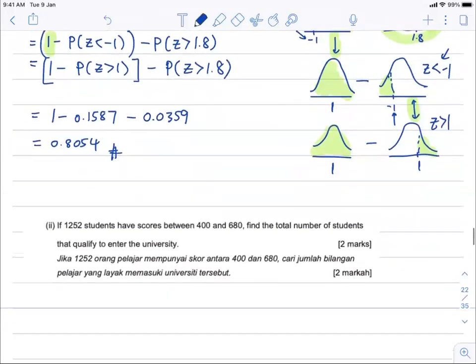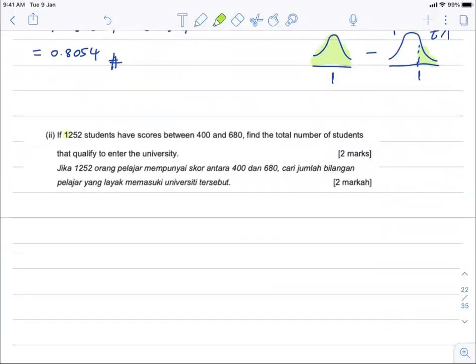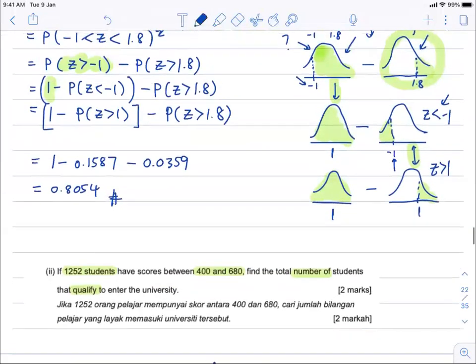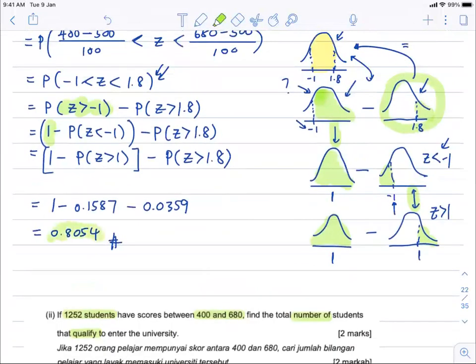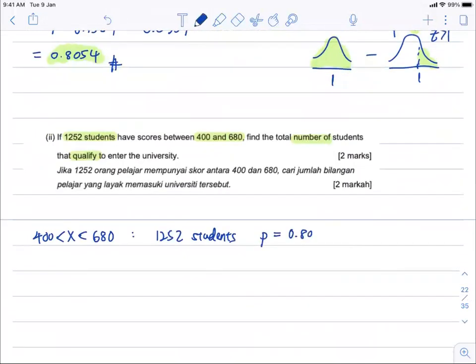Okay, now let us move on to part 2. Part 2 told us there are 1252 students that score between 400 and 680. So it asks us to find the number that qualify. We can express this in a more simplified form. Basically, the students that score between 400 and 680 are 1252 students, and the probability is what we found in the previous part, 0.8054. And then we want to find the number of students that qualify.